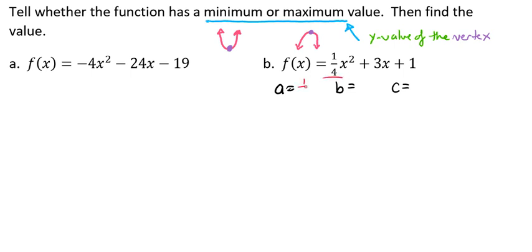Here we have an A value of 1/4, a B value of +3, and a C value of 1. Now in order to find our vertex, we'll need to have our axis of symmetry. Before we get there, let's decide if our graph is going to have a minimum or a maximum. Just looking at our A value is enough. Here we see that our A is a positive number, and that tells us that our graph is going to open up. And if our graph opens up, that tells us that we're going to have a minimum.